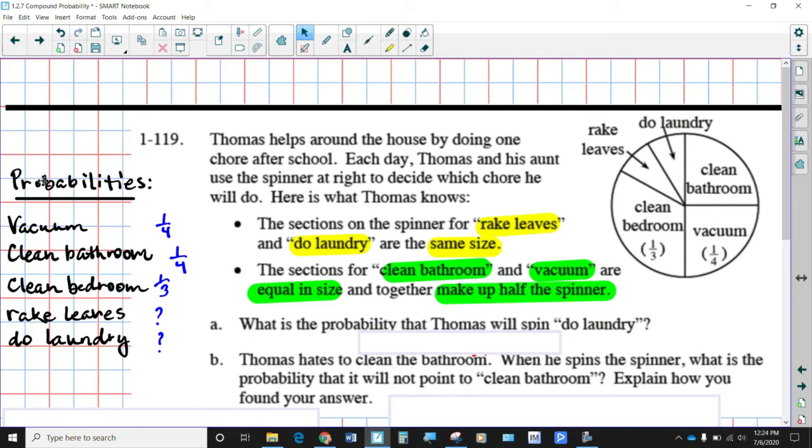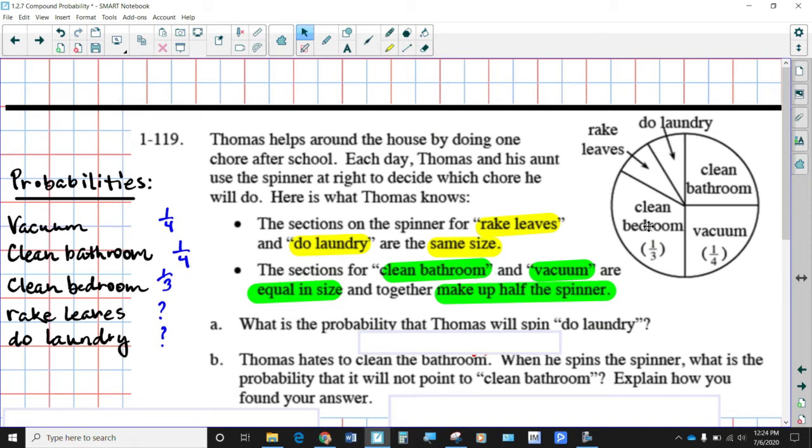So I just decided to make a list over here. Based on what I know from how these are labeled, I know that the vacuum is 1/4 of the circle, 1/4 of the spinner, which means there's a 1/4 probability that if you spun the spinner, it would land in this section. And since clean bathroom is equal to that, then I just went ahead and wrote 1/4 for the clean bathroom as well.